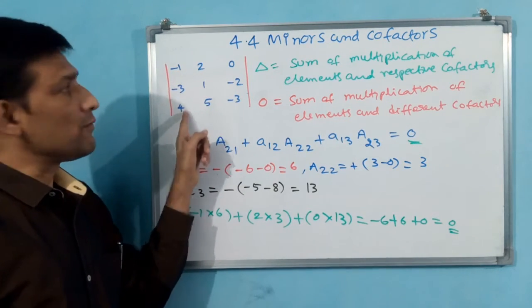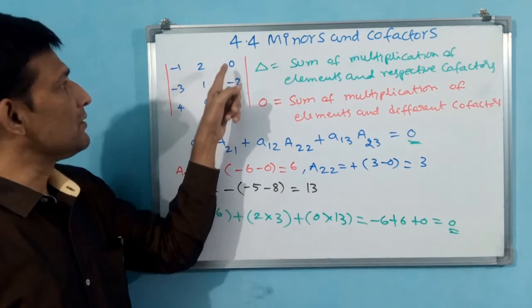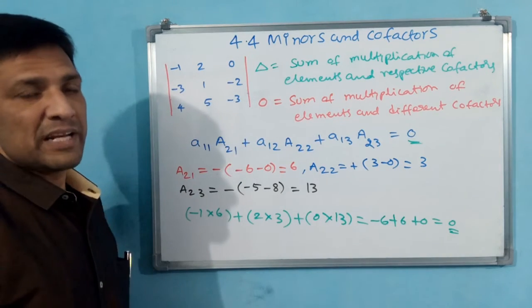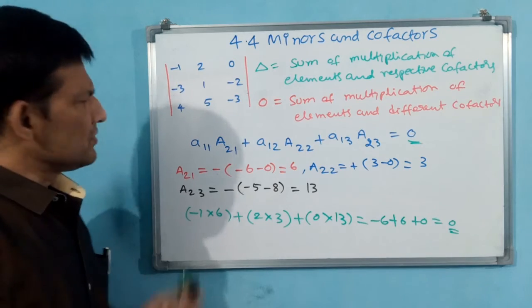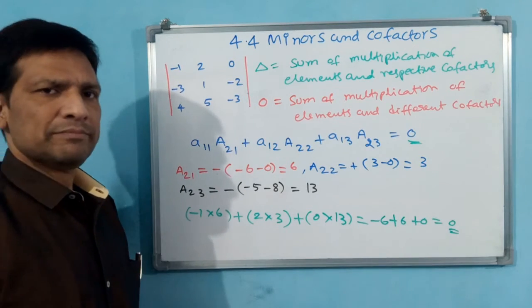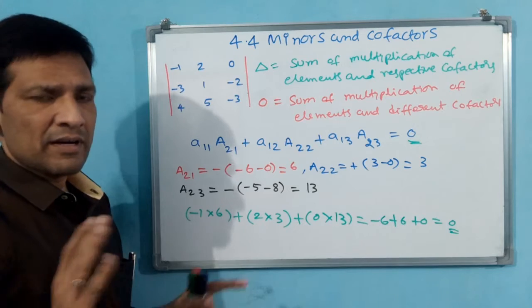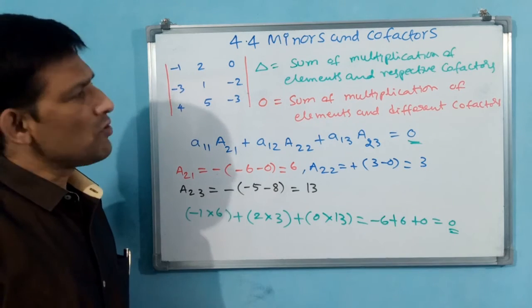Minus 1 into cofactor of 4. 0 into cofactor of 5. 0 into cofactor of 3. Minus 3. Like that you have to take. This is applicable for an even column also. Okay, this is the process concept you have to understand.